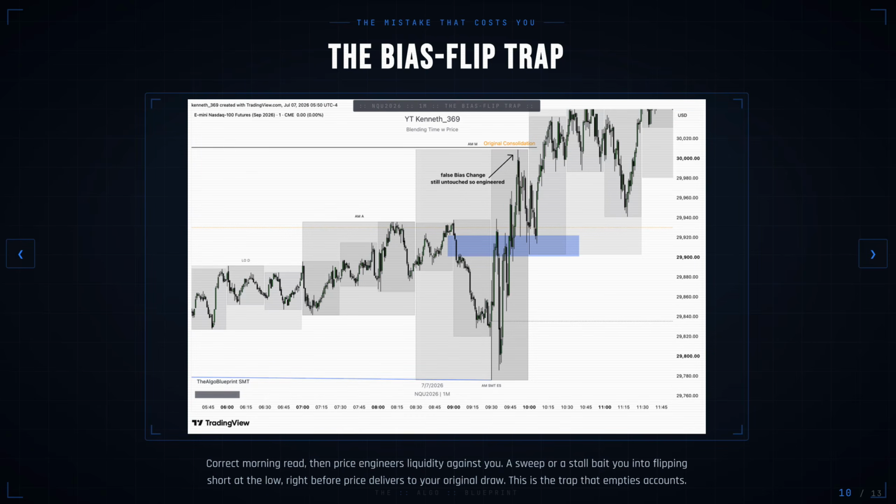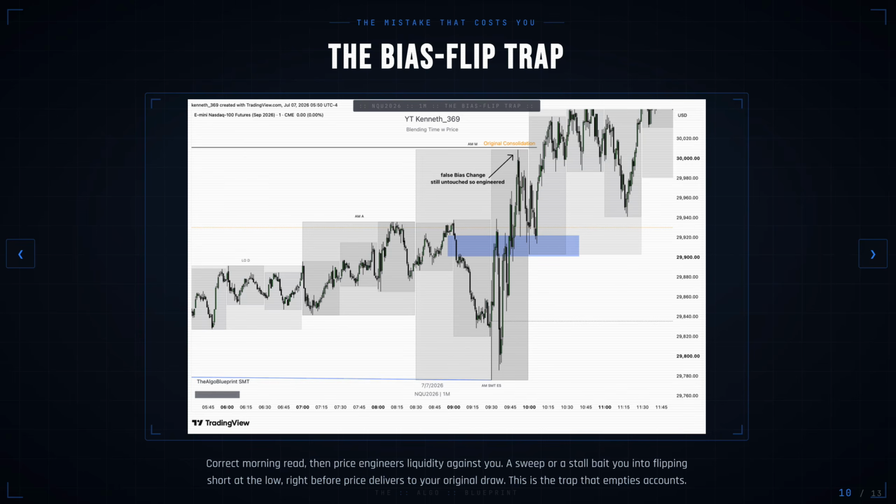The bias flip trap. So this is a trap very many people get into. You don't know the difference between a reversal and a retracement. This is what I can get into on the next lecture. If you guys want to, drop that into the comments. Reversal versus a retracement. This is obviously going to be a retracement because you have a false bias. It's still in touch. Your original consolidation, so your drawn liquidity isn't touched.